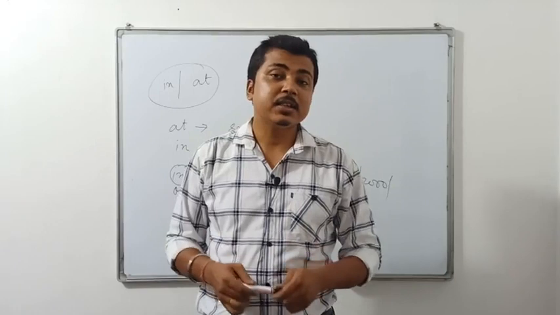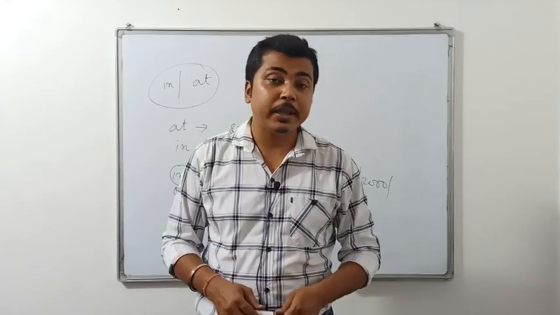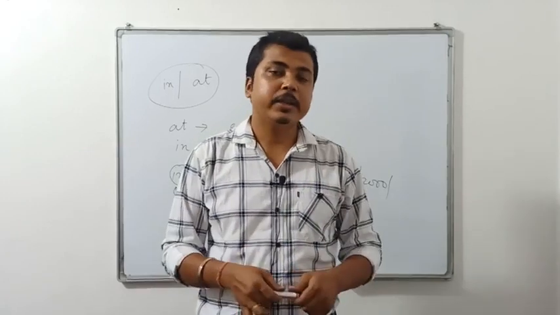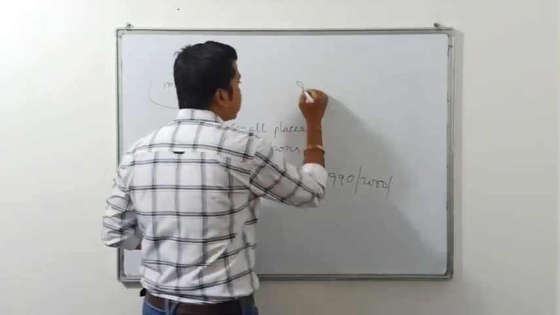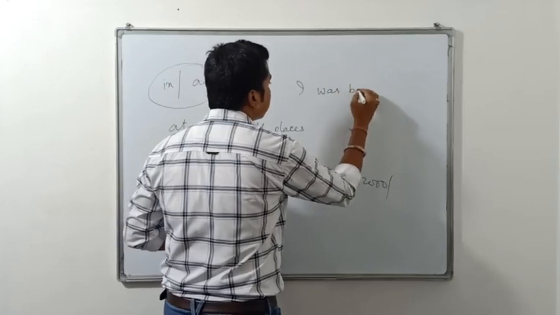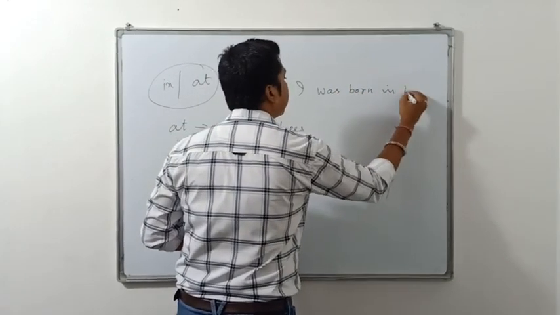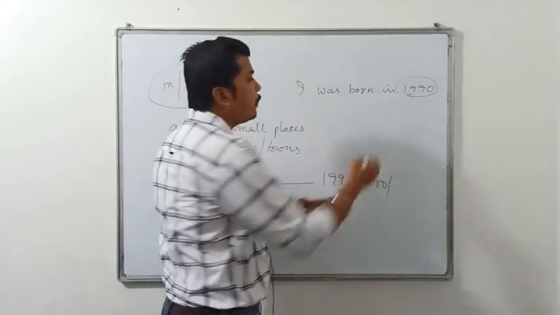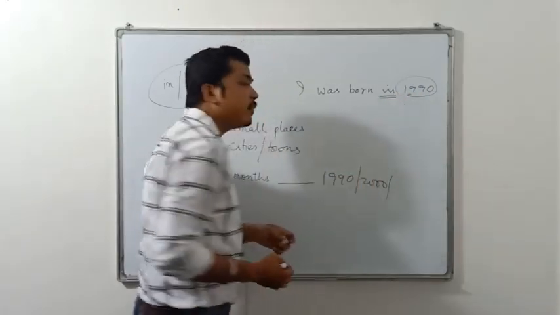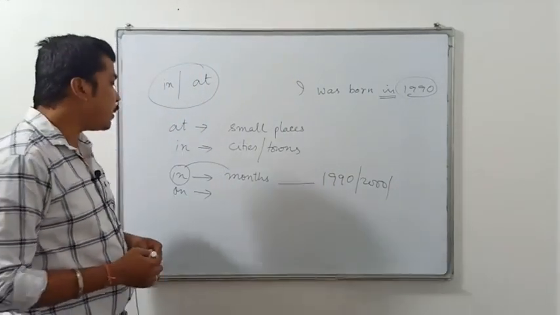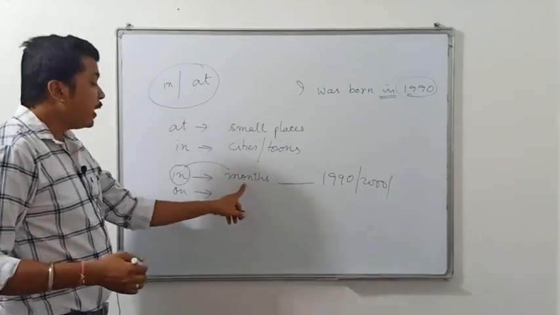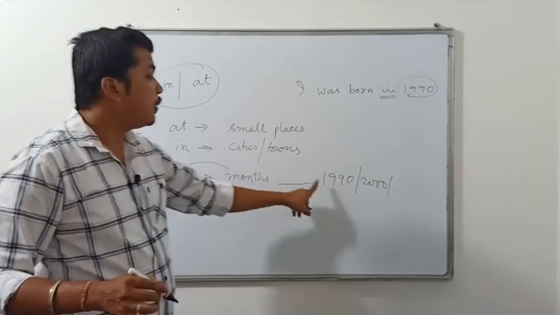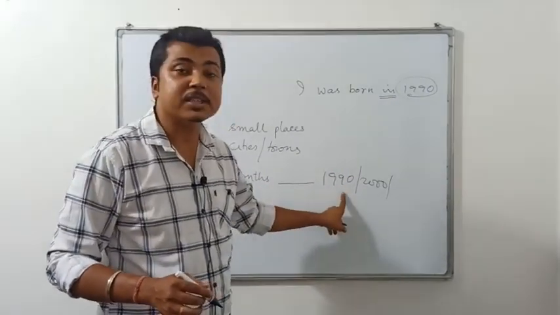Okay, or I was born in 1990. So in this case, if I give the example, I was born in 1990. So this 1990 is a particular year. Before name of year, what type of preposition have I used? In. So dear student, remember in can also be used before names of any given month, or before any mentioned year.